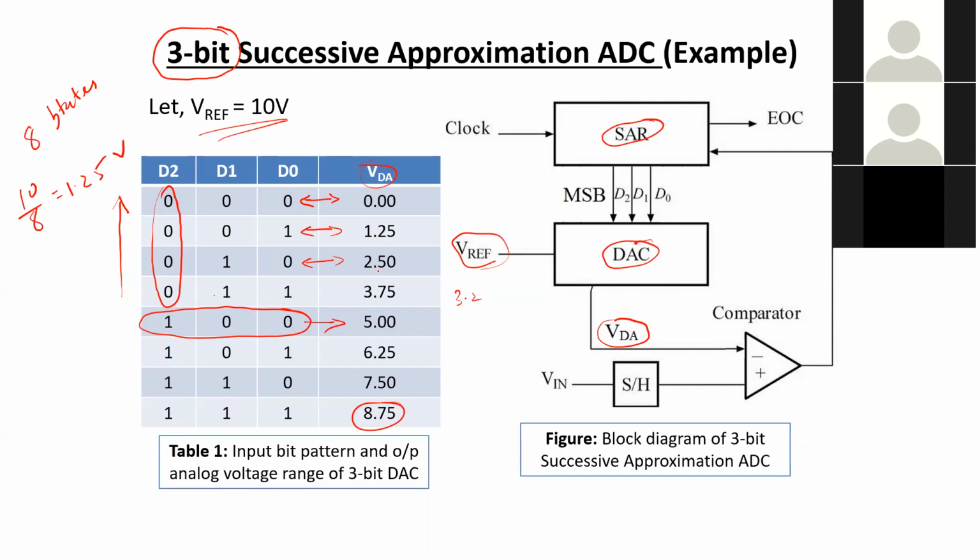So 3.2 is actually in between 2.5 and 3.75 over here. So you need to go towards this direction over here. So you should clear the MSB so that you can have a bit pattern that will give you eventually a lower VDA that in this case will lead you towards your desired voltage of 3.2 volts.